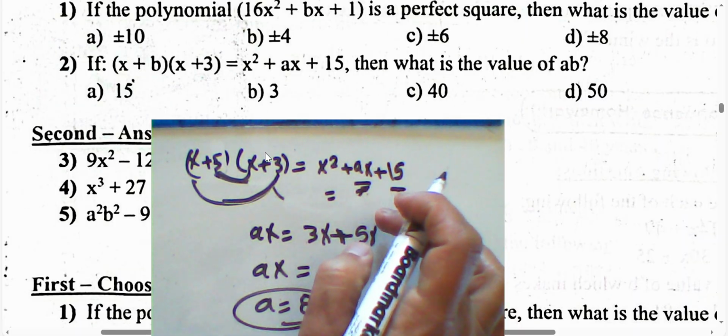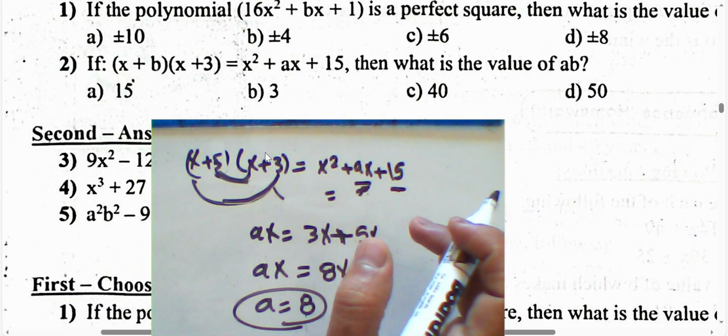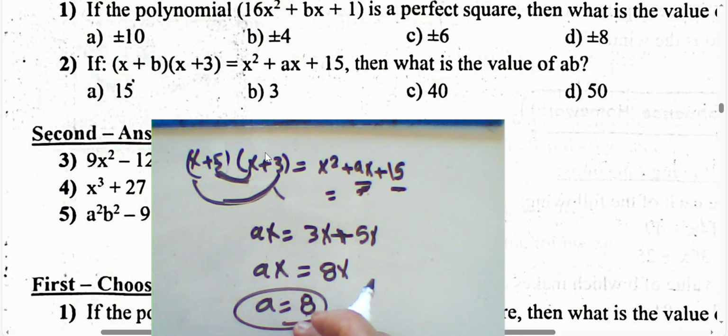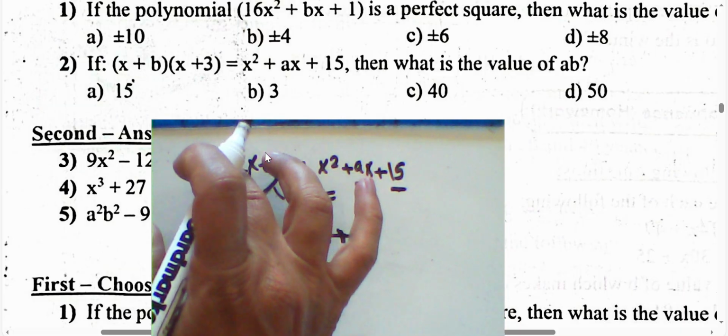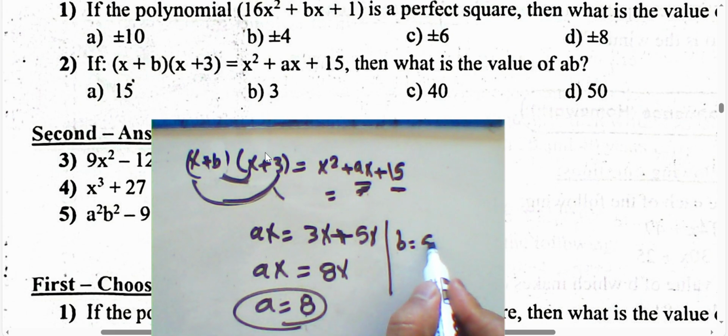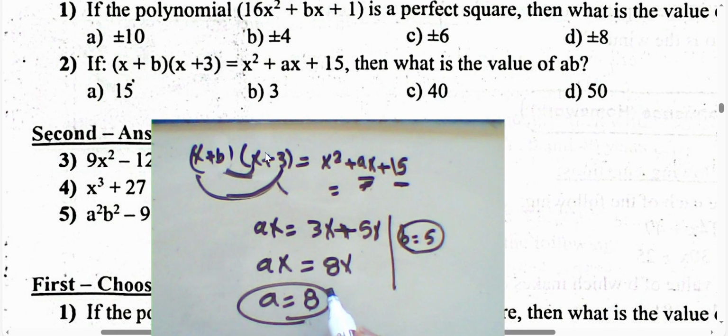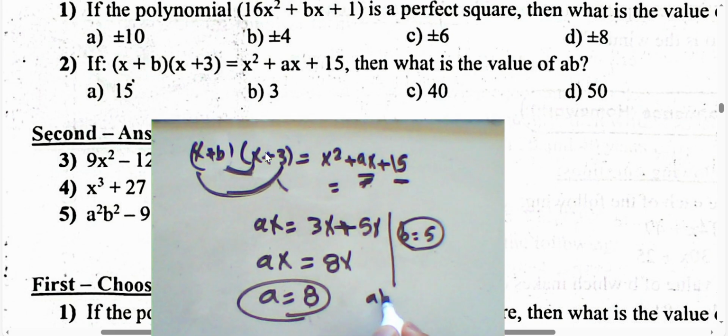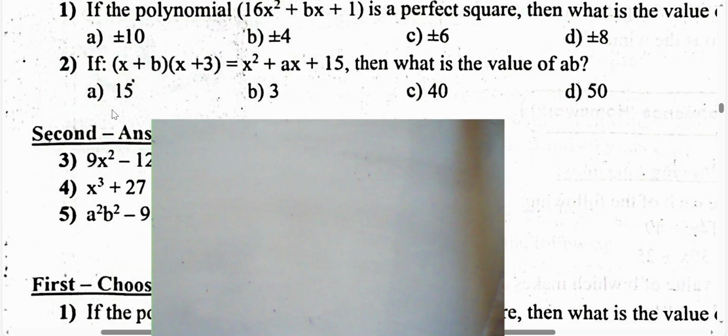Then the coefficient of x, a, equals 8, and b was 5. Then the value of b equals 5. He wants the product ab. ab equals 5 times 8, which equals 40. The answer here will be 40. Next question.